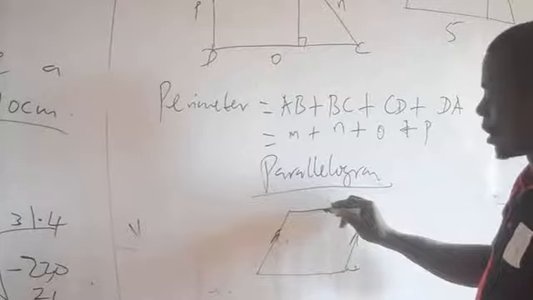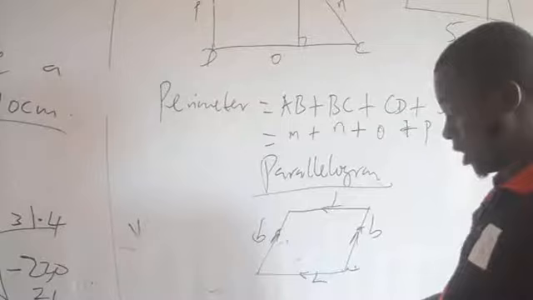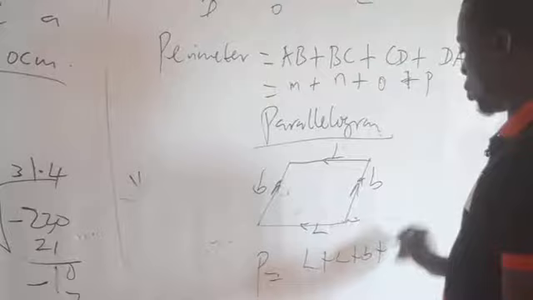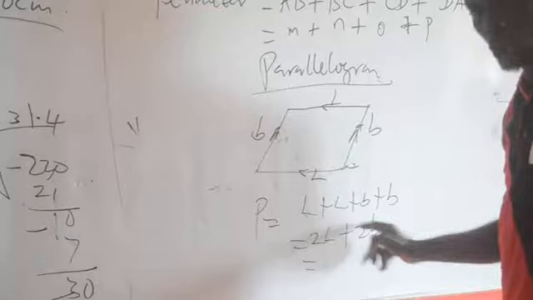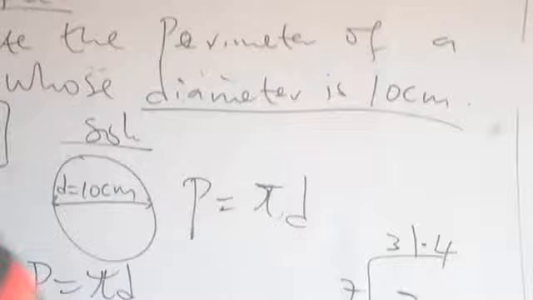So the perimeter is similar to that of a rectangle. They are the same thing. Here is the length, here is the breadth or the width. So perimeter equals length plus breadth plus length plus breadth, which gives 2L plus 2 breadth. Factorize. 2 is common here. Take 2 aside, becomes length plus breadth. So that is the same word formula. Perimeter equals 2 bracket length plus width for parallelogram.